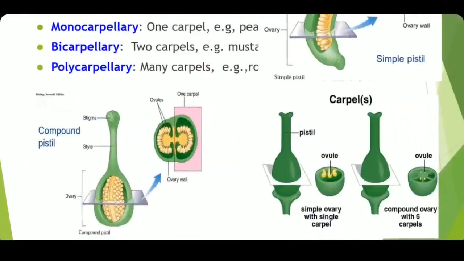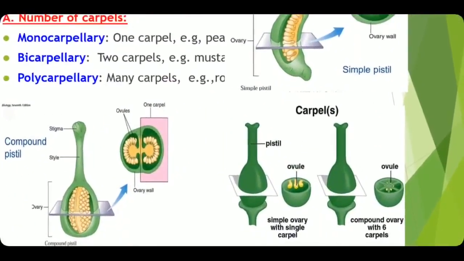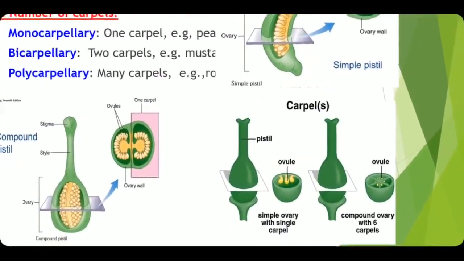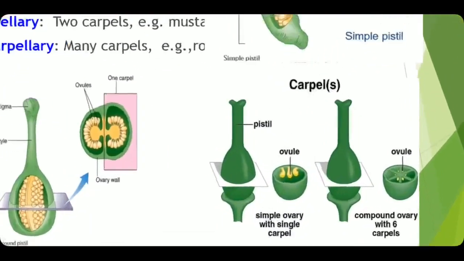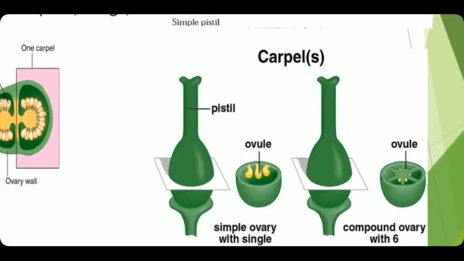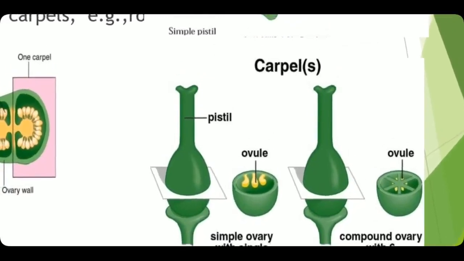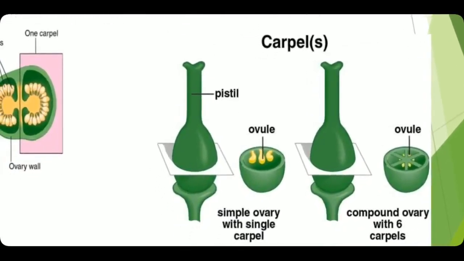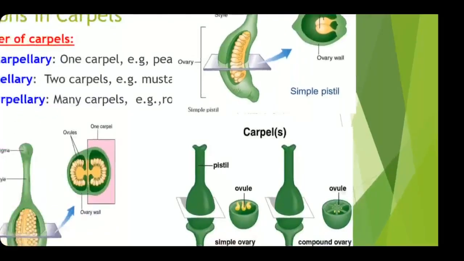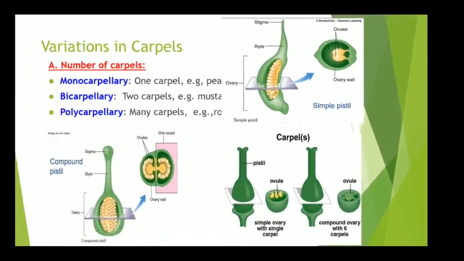An example is mustard. And if there are more than two carpels, here you can see that the pistil is composed of more than one carpel. Then it is what? Here is a compound ovary with six carpels. There are six carpels, you can count them. So if it has about six carpels, then we can say it is polycarpellary. An example is the rose flower.